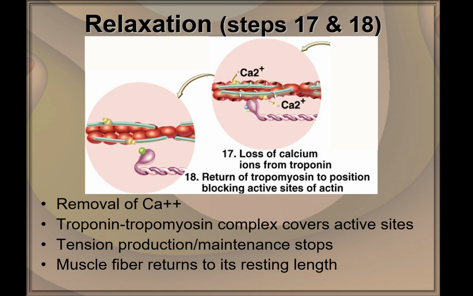We break down the acetylcholine in the synaptic cleft with acetylcholinesterase. We pump the calcium that's been released back into the sarcoplasmic reticulum to be held by calsequestrin. The active sites are now covered up by the troponin-tropomyosin complex, and our contraction stops, right? That's what I think. I'm going to do good on the test.